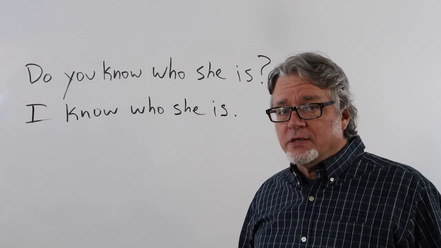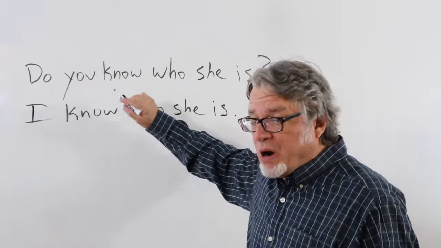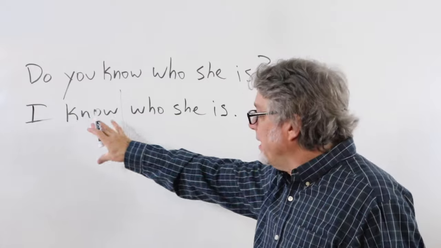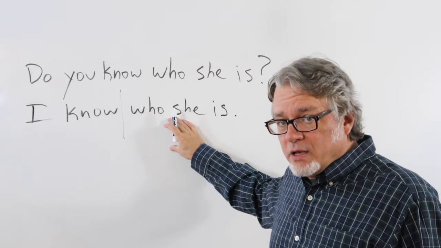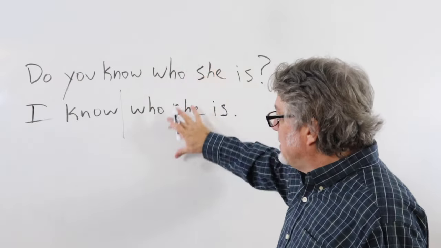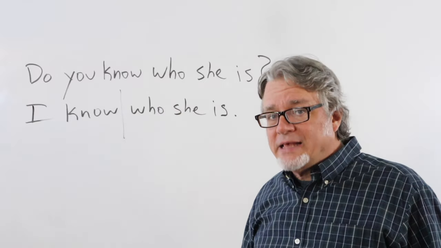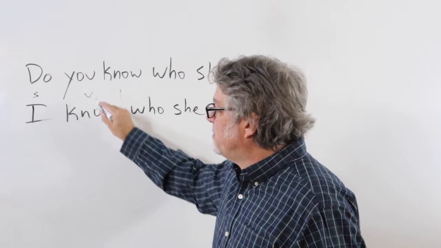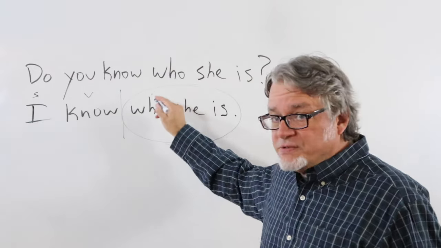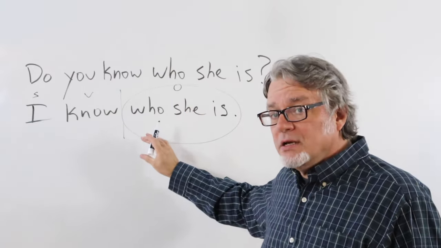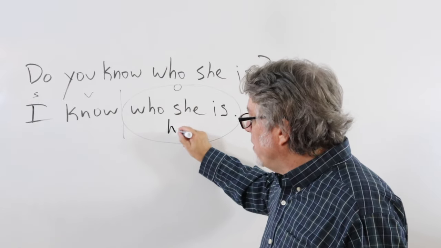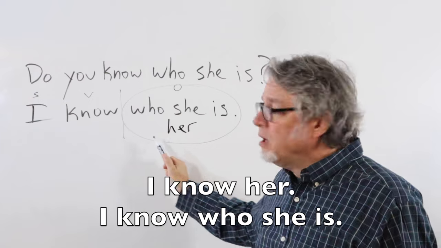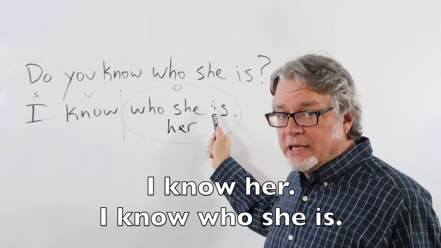I know who she is. This is in two parts. This begins a statement, and this is still the noun clause. Notice that the noun clauses here and here are the same order. This is the subject, this is the verb, and all of this is functioning as the object. We could replace who she is with the pronoun her. I know her, or I know who she is.